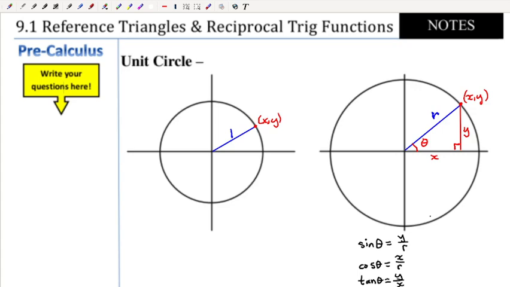So in general, that's what we're going to be using today, these trig ratios of x and y in a circle. We don't always draw the circle. Sometimes we just have the point, we drop a perpendicular, and we do our trig ratios from a triangle.